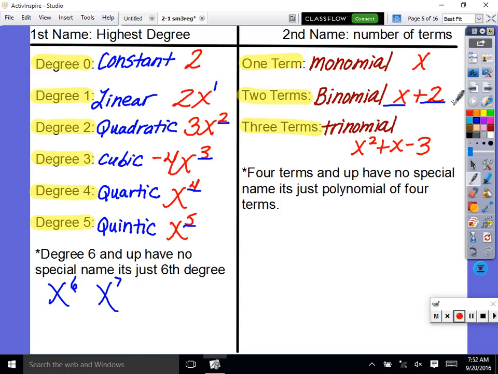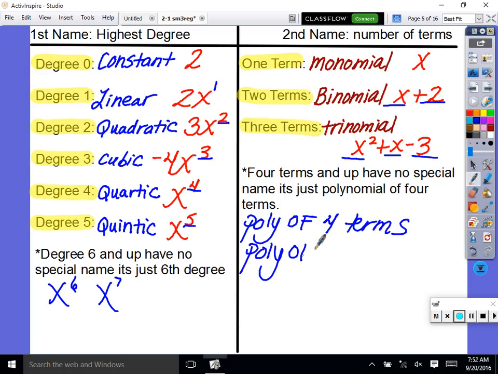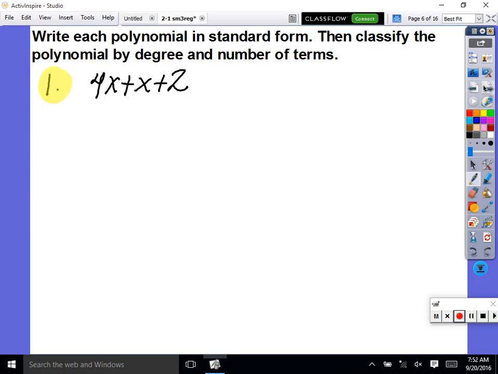A trinomial is if you have 3 terms. So triangles have 3 points, trinomial. Everybody good with that? Trinomial. And then 4 terms has no special name. So after 3 terms, it's just polynomial of 4 terms. So if we have 5 terms, we would say polynomial of 5 terms. Same with 6 terms. Does everybody understand after 3 terms, no special name? So it's just memorizing this chart. So here we go. Let's classify these polynomials.